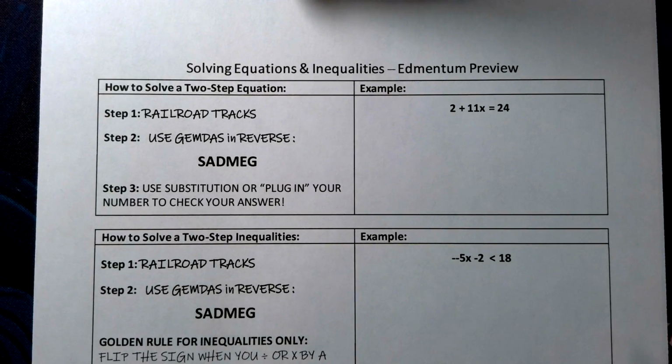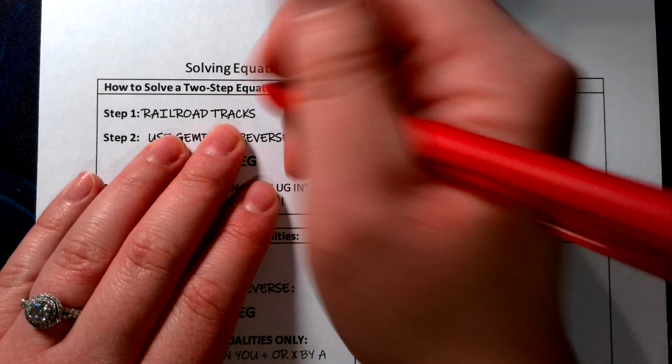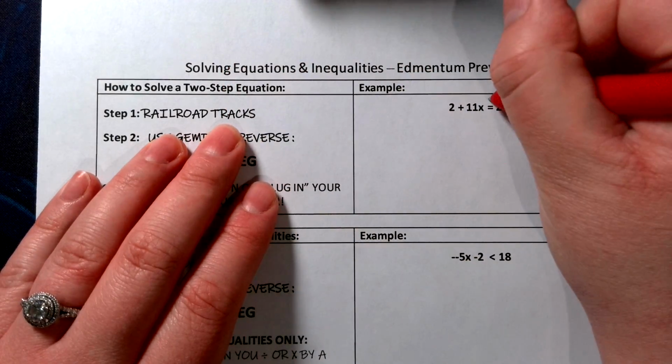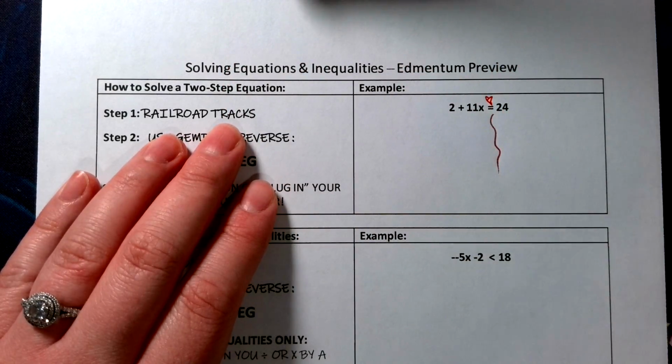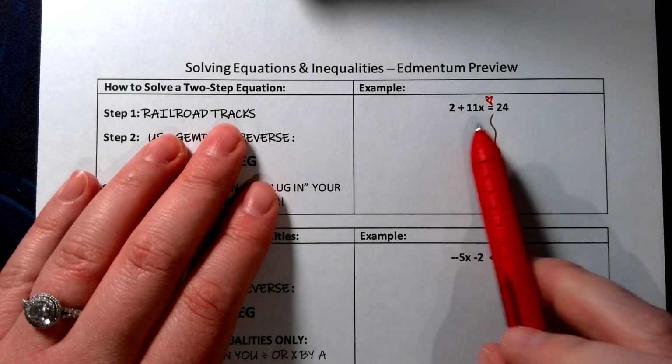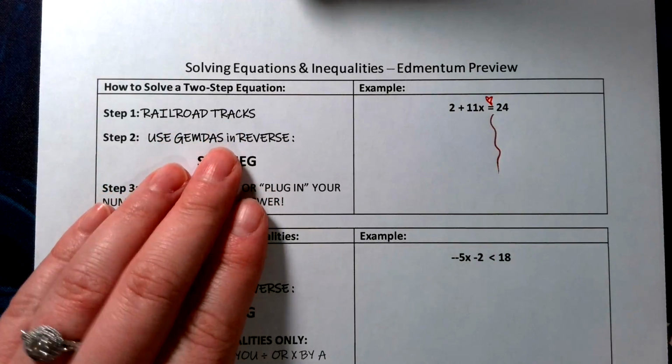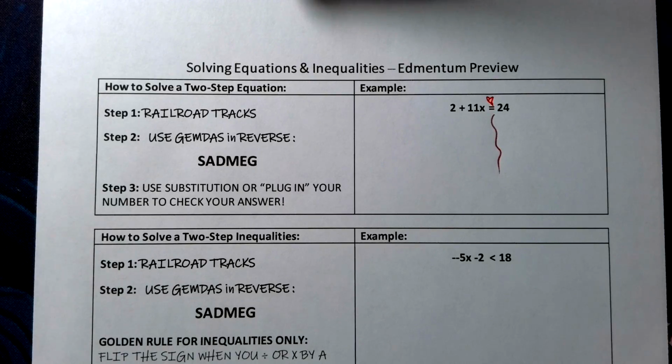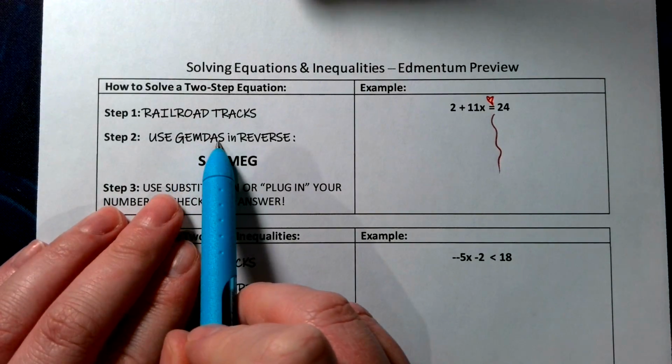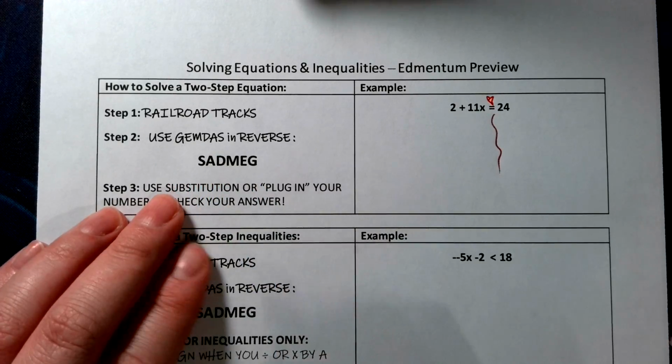So, in case you forgot, remember the first thing we need to do is that river of love, or Mrs. Prada, she calls it the railroad tracks. That river of love, to help us remember what we do to one side, we also have to do the other. Then we go through and we do GEMDAS in reverse. GEMDAS in reverse is sad Meg.